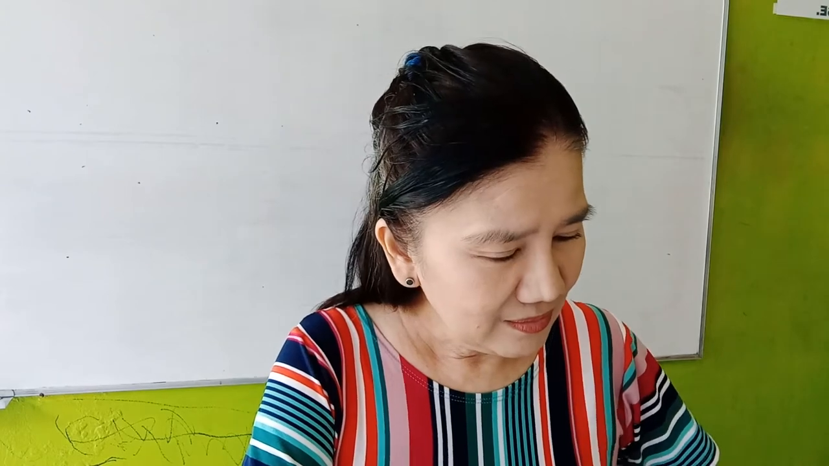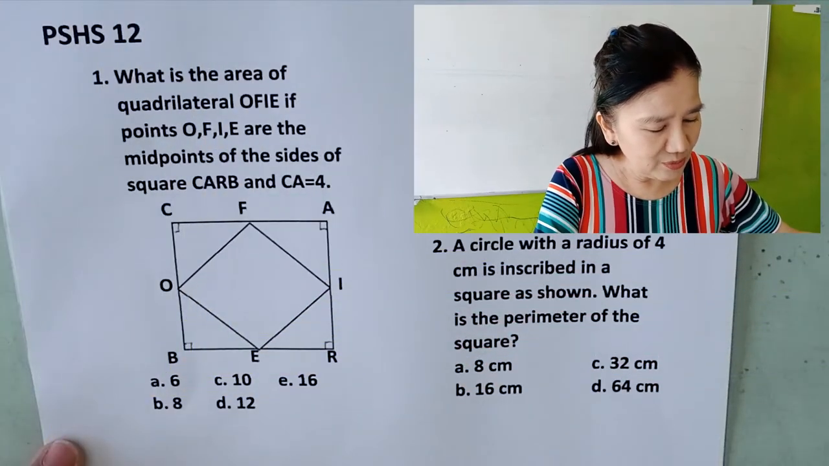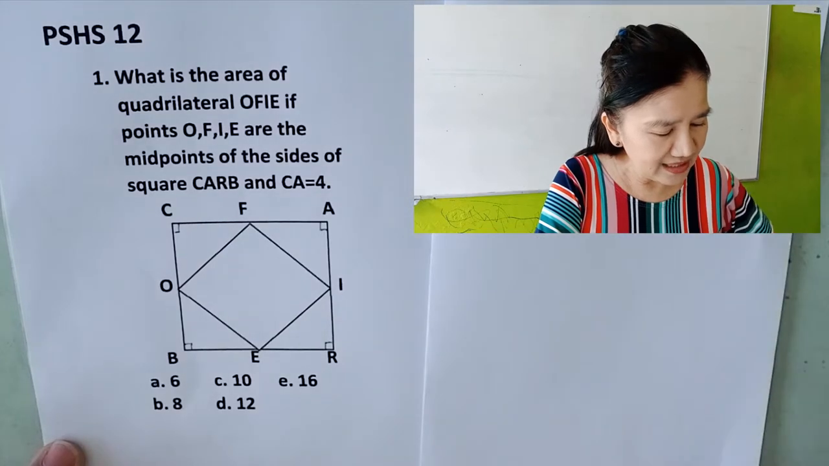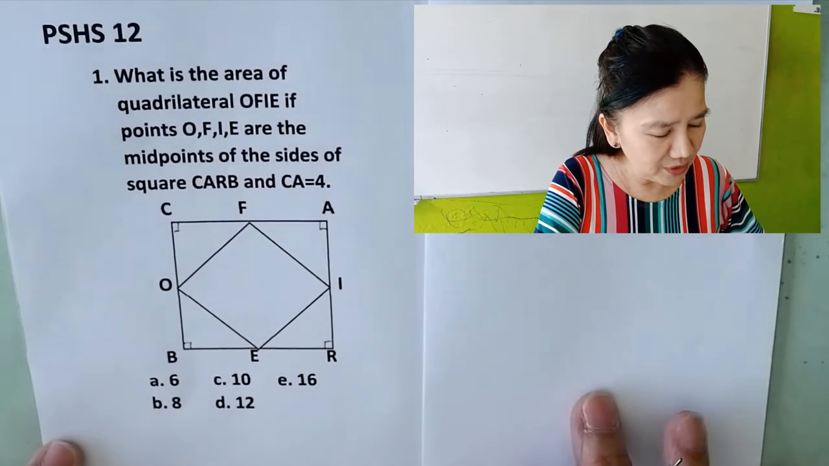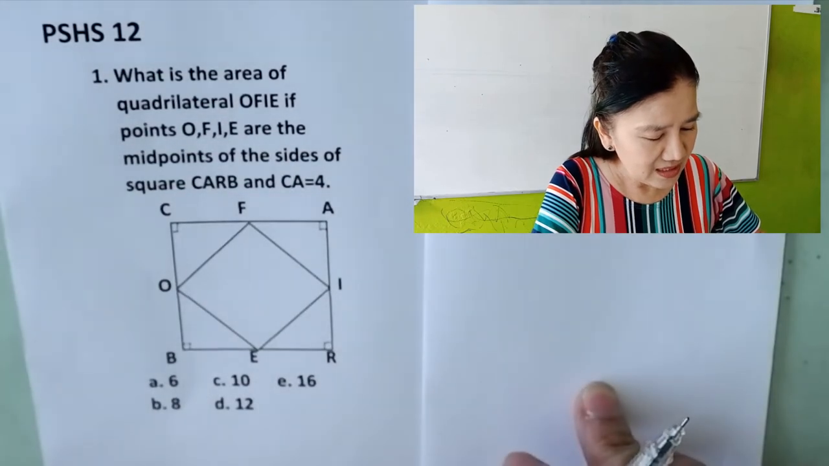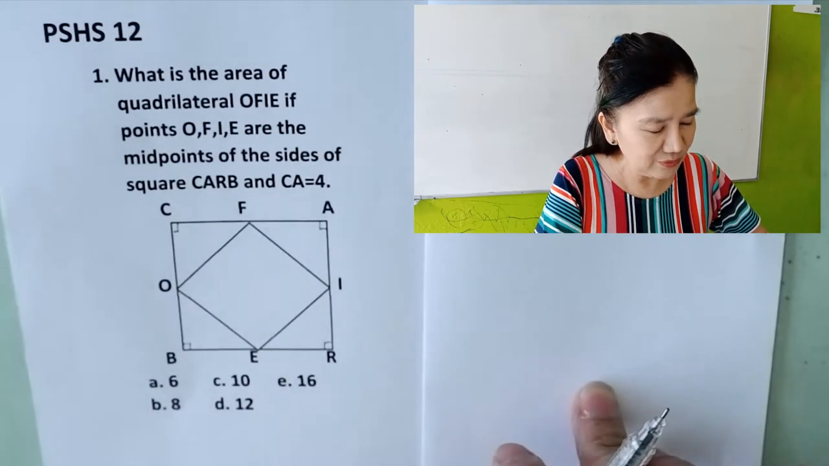Okay, let's start. Problem number one. What is the area of quadrilateral OFIE if points O, F, I, E are the midpoints of the sides of square CARB and CA is equal to 4?